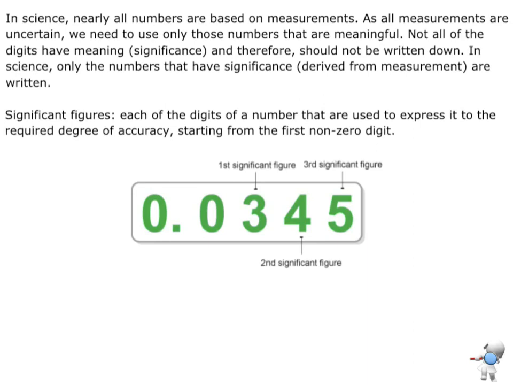Each of the digits in the number that are required to use, we start counting them from the first non-zero digit. So say I had the number 0.0345. I don't start counting from that first zero or the second zero. I start counting my significance from the value of 3. So here I've got 1, 2, 3 values. I don't count the zeros at the start. Therefore, this number is expressed in 3 significant figures.